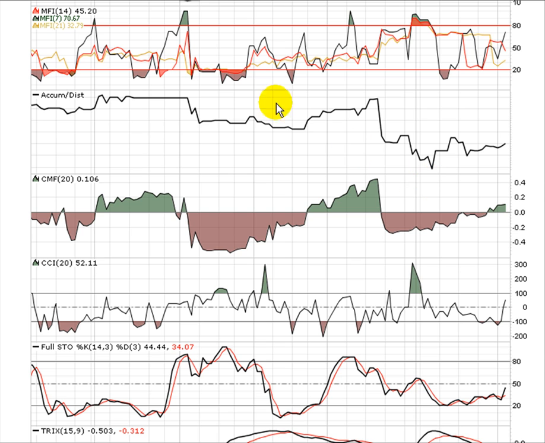MFIs are not in a bad position. Accumulation distribution overall throughout this 6-month period is still in a little bit of a downtrend, but recently over this last month and a half, it's actually trying to trend upward. The Chaikin money flow has a very nice trend going on over this about 4 months. Nice trend up. Staying positive now, staying green above zero.